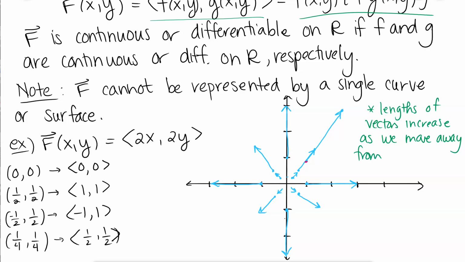So that's true, right? This is actually what we call a radial vector field. And it's used a lot when we talk about the flow of something. Okay, so I hope that kind of makes sense.